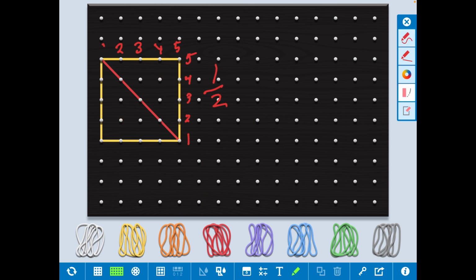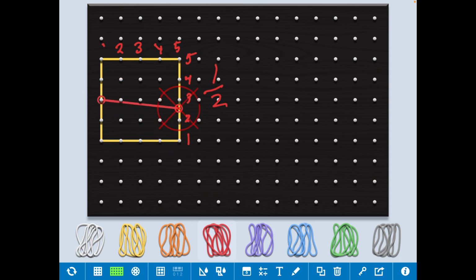I could have taken that red one, maybe, if it will let me. There we go. I could have split it this way. Could have also split it this way. Or I could have split it this way. So is there one answer that's more right than the other? There's not. They could be the same answer either way.